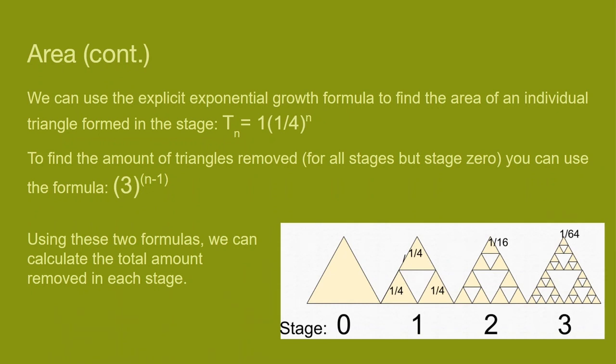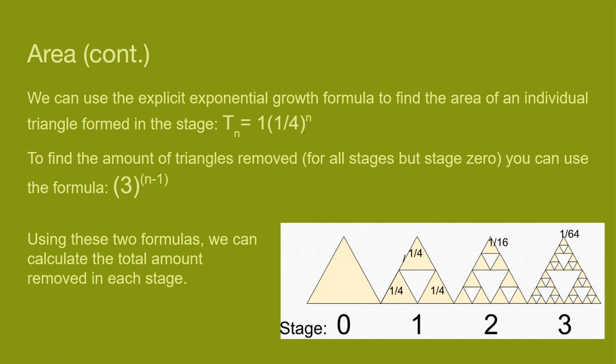So, how do we find out the amount of triangles that is removed during each stage? Well, there's another formula for that. That formula would be 3 to the power of n minus 1. Now, this formula obviously doesn't work for stage 0 because nothing is being removed in stage 0.